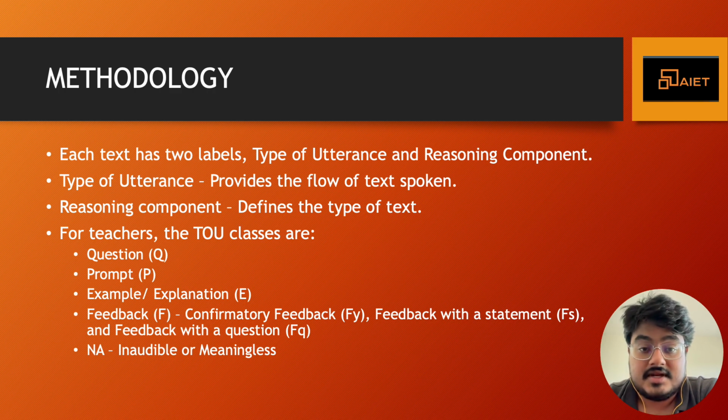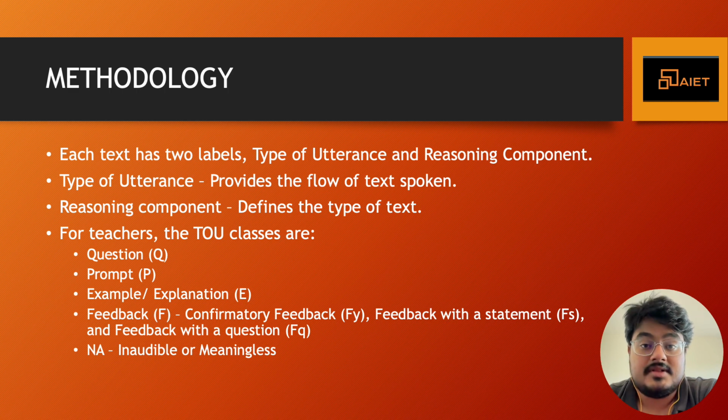As we have seen in the data, each sentence is categorized into two labels: type of utterance and reasoning component. The type of utterance defines the flow of text. For example, it helps in classifying whether the text is a question by a teacher or a response by a student, etc. The reasoning component defines the type of sentence, whether the text belongs to the discussion or not.